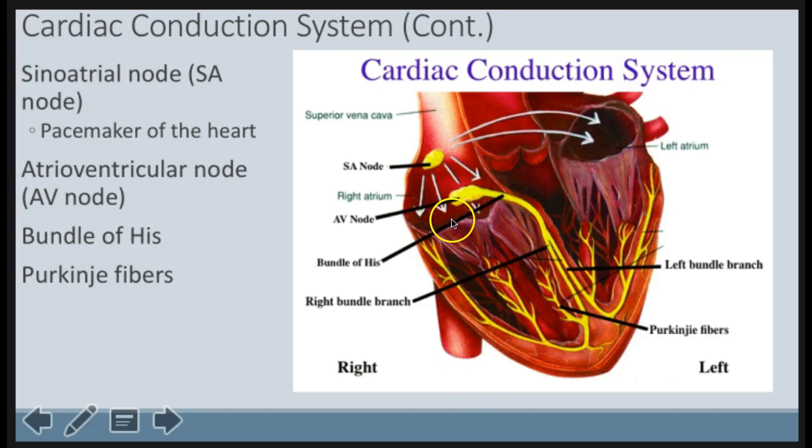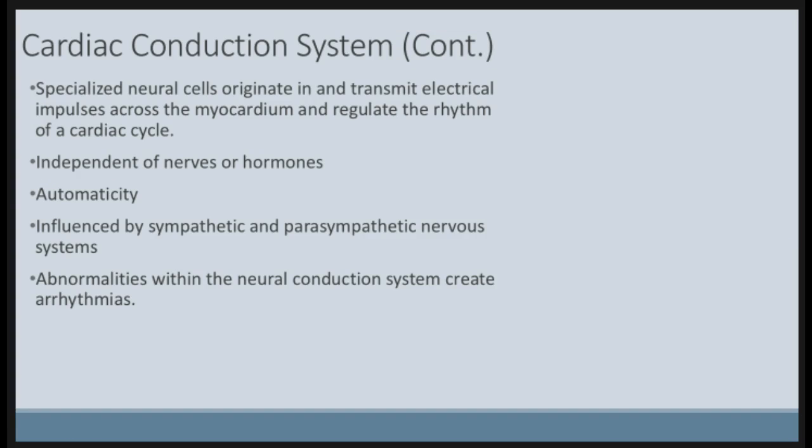So the sinoatrial node is the pacemaker of the heart. The atrioventricular node passes the impulse down the bundle of His and separates to the right and left branch into the Purkinje fibers. And we talked about the specialized neurocells. They work independently of nerve or hormones, though the firing rates can be influenced by the autonomic nervous system.